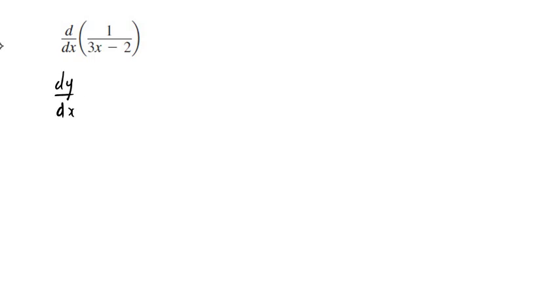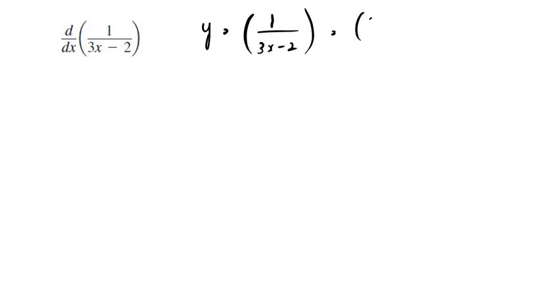Okay, let's do one more example. So let me do this as well. So dy over dx, we are differentiating this. First, let me rewrite this function. So we have y equals 1 over 3x minus 2, which is equal to 3x minus 2 to the power minus 1.